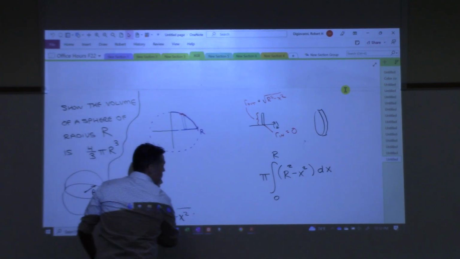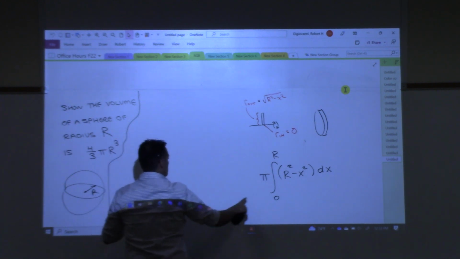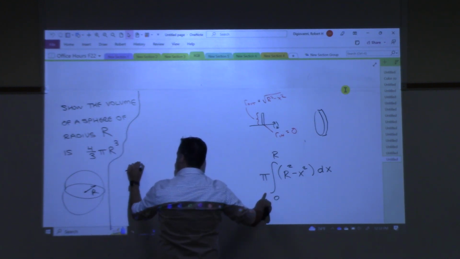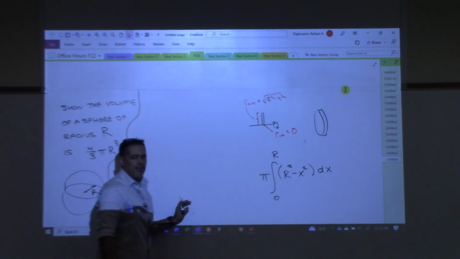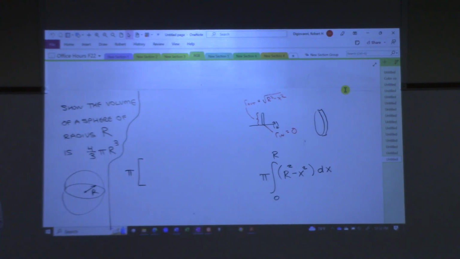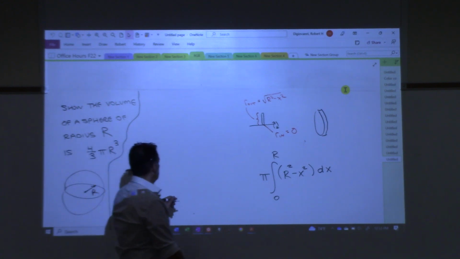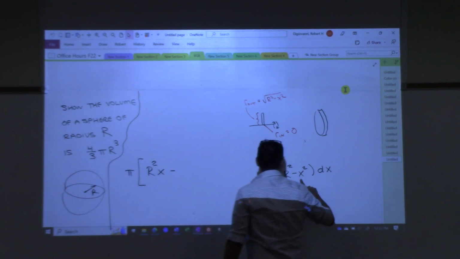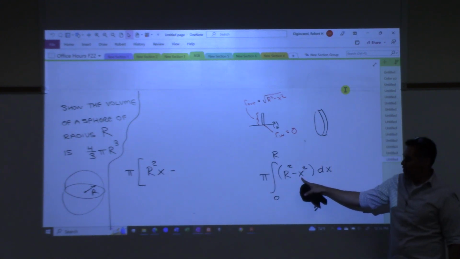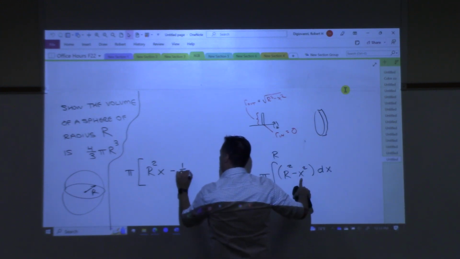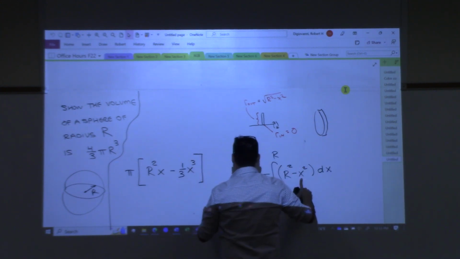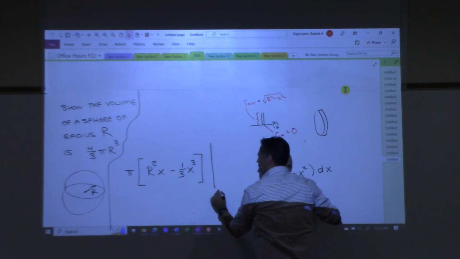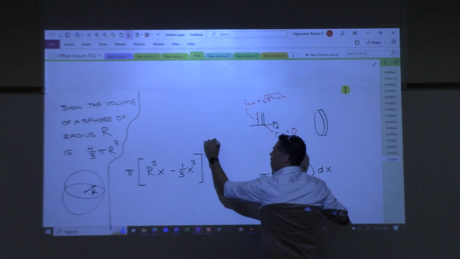It may look bad. It's not bad at all. It's actually a really, really simple integral. Okay, this is equal to pi. Okay, antiderivative time. What is the antiderivative of r squared with respect to x? So r is a constant, right? So it's r squared x. The antiderivative of this is r squared x minus, okay, what's the antiderivative of x squared? 1/3 x cubed. And then we're done, right, with the antiderivative. We evaluate that from 0 to capital R.